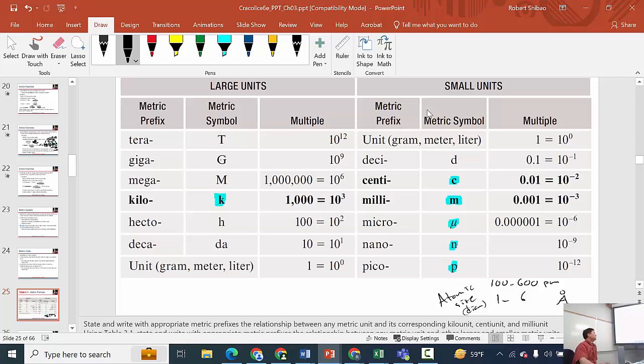We'll figure it out. Femto, the metric symbol would be F, right? Lowercase f. Femto, you don't really need. These ones for sure you should know: K, C, M, micro, N, P. Those ones.